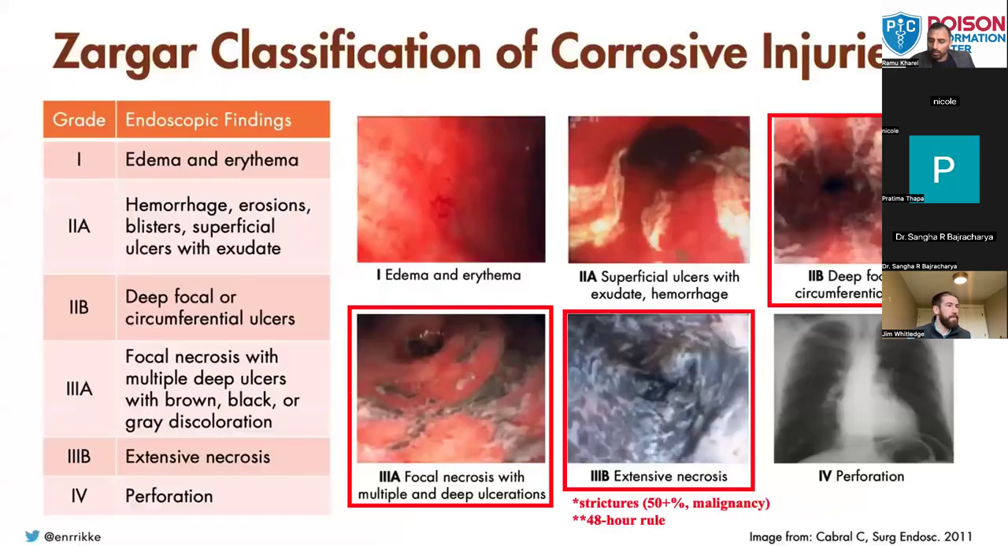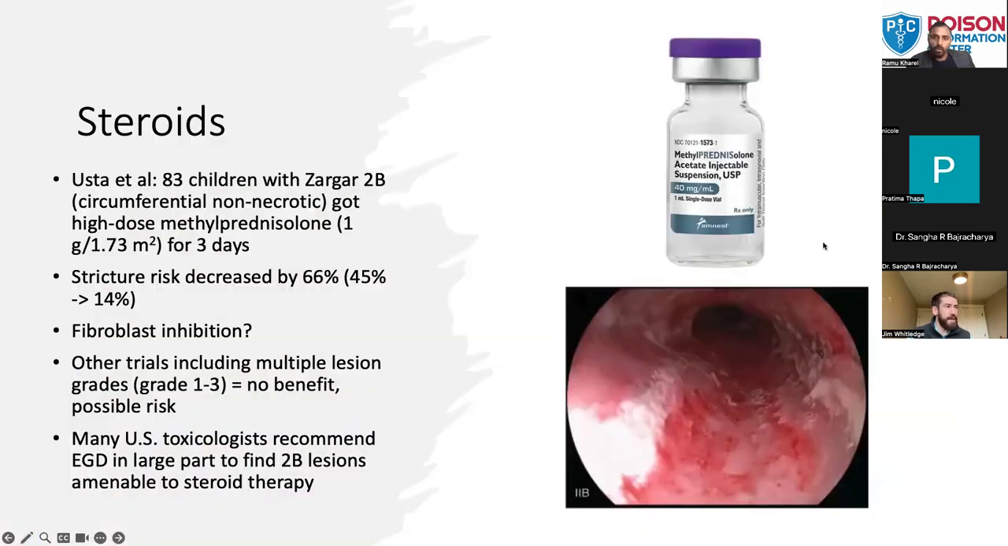So those circumferential lesions, which are pretty deep, but there's no necrosis. And in 83 children with 2B lesions alone, they found that high-dose methylprednisolone, so 1 gram per 1.73 meters squared, given for 3 days, actually markedly decreased the stricture risk. And stricture risk actually went from about 45% to 14%. So you have decreased your stricture risk by 2/3 by giving steroids for 3 days.